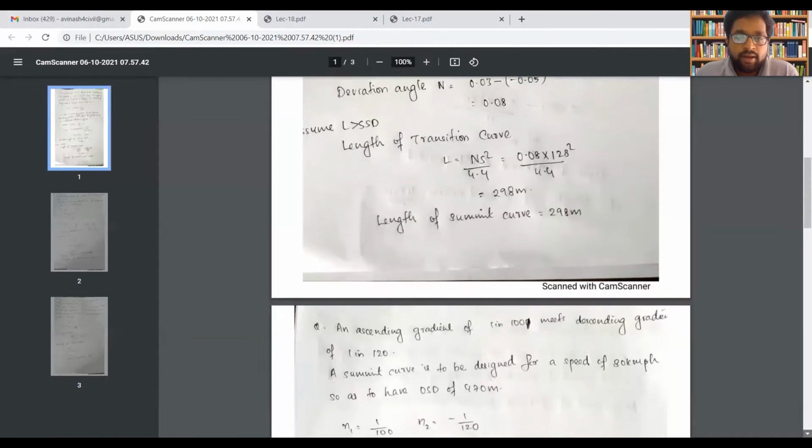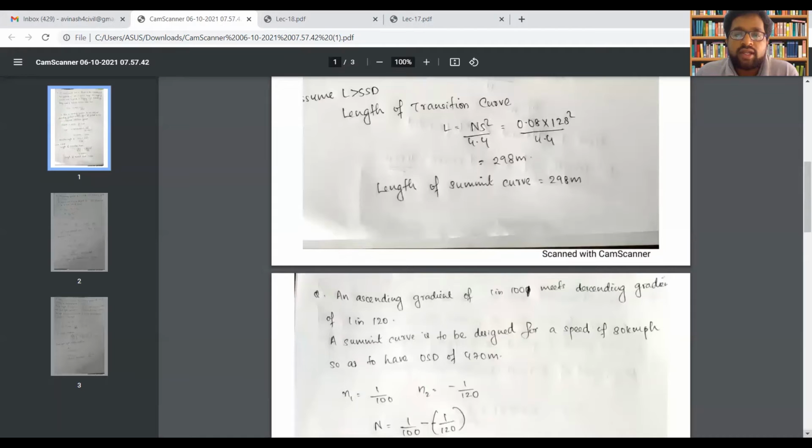Okay, fine. Second question. An ascending gradient of 1 in 100 meets a descending gradient of 1 in 120. So two gradients are given. The first gradient is an ascending gradient and the second gradient is a descending gradient and they are meeting a summit curve, same type of curve. In the last question also we solved for a summit curve. Here also the curve is given as summit curve.